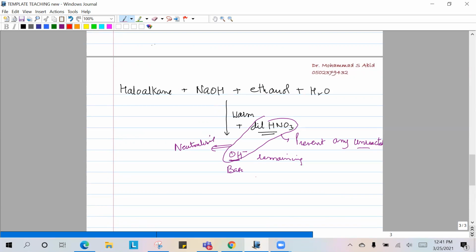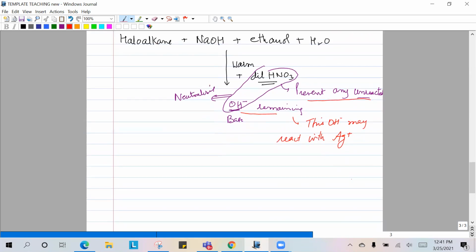Now the thing is, why do you want to do this? Why do you want to prevent any unreacted OH minus remaining? Because what can happen is this OH minus may react with silver ions coming from the silver nitrate and get precipitated as a precipitate of silver hydroxide.